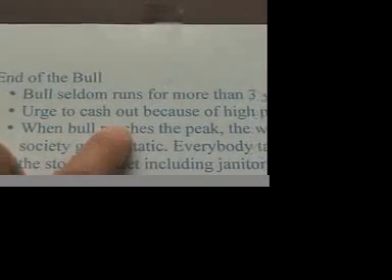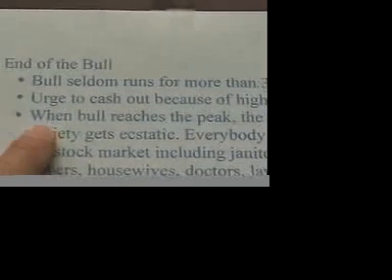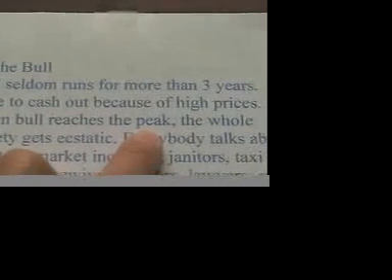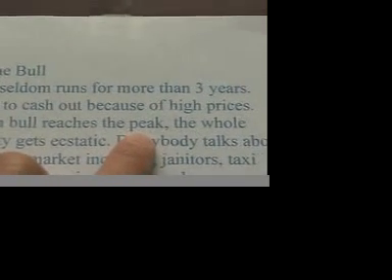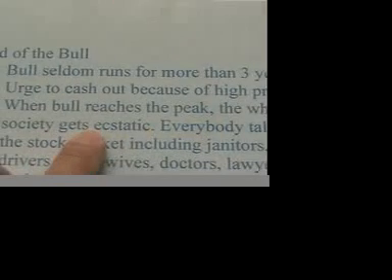The bull cannot run forever. The bull seldom runs for more than 3 years because the urge to cash out is very great due to the high prices of stock. Now, when the bull reaches the peak, that is a very dangerous situation. How do you know that the peak has been reached? Very easy. When the bull reaches the peak, the economy is overheating. The whole society gets ecstatic. They are very happy about the boom time, but they don't know that the boom time is going to end.